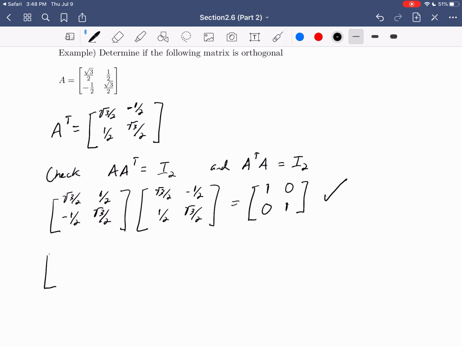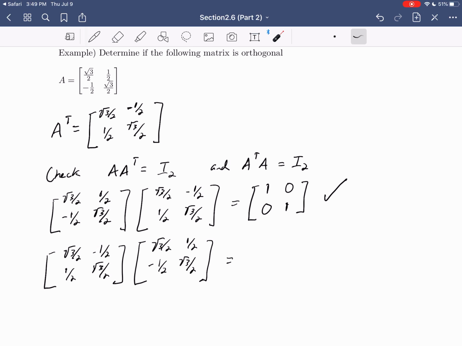So now we need to take A transpose, which is root 3 over 2, minus 1/2, and 1/2, root 3 over 2, and multiply it with root 3 over 2, 1/2, negative 1/2, root 3 over 2. So let's go ahead and do that. This row times this column. Root 3 over 2 times root 3 over 2, that's going to be 3 over 4, negative 1/2 times negative 1/2, that's 1/4. Add them together, we get 1. This times this, that's going to be root 3 over 4, negative root 3 over 4. Add those up, we get 0.